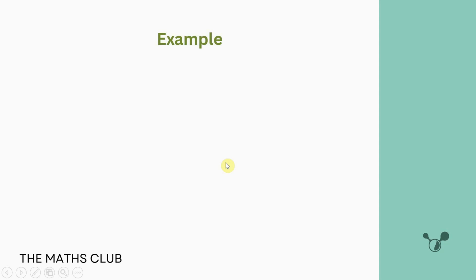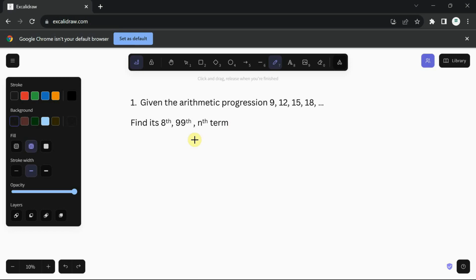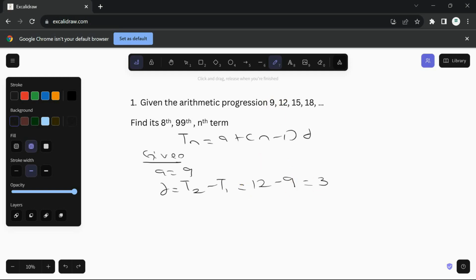Let's solve some examples. The first question says that given the arithmetic progression 9, 12, 15, 18, find its 8th, 99th, and nth term. The first thing we're going to do is write our formula. We know our formula as Tn is equal to a plus n minus 1 d. What is given from the question? The first term is a. Our a is 9. Our d, we can find, which is just t2 minus t1. Second term minus the first term. Second term is 12, first term is 9. So 12 minus 9 is 3. So our d is 3.